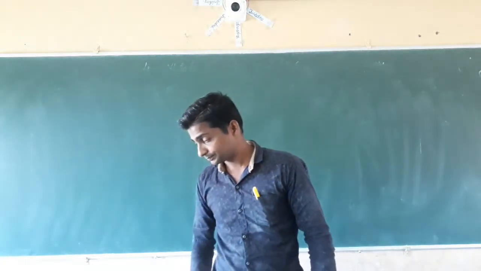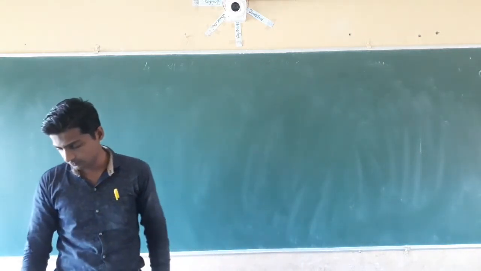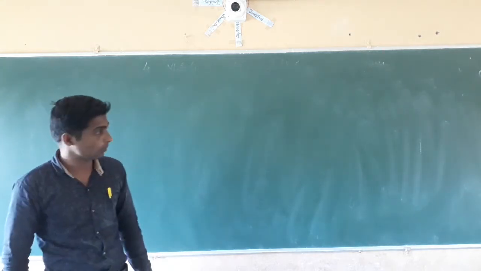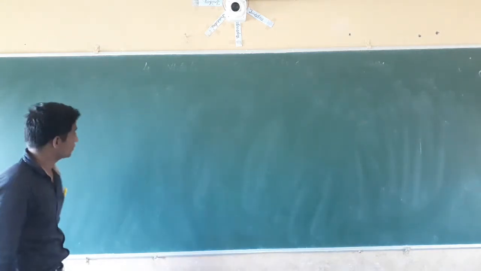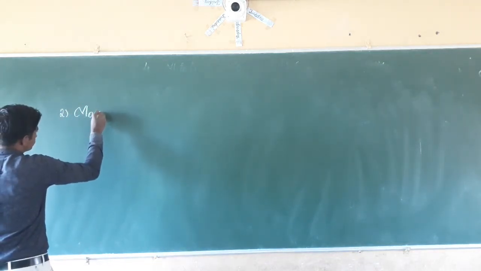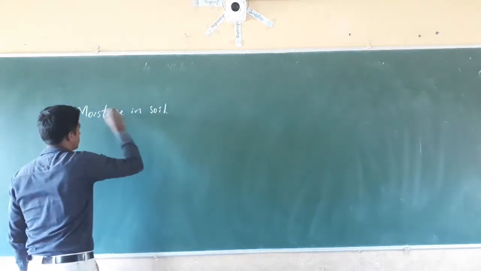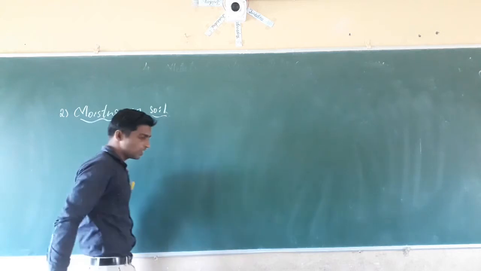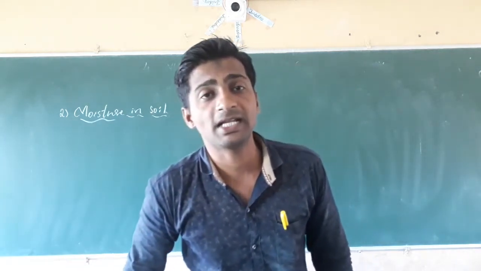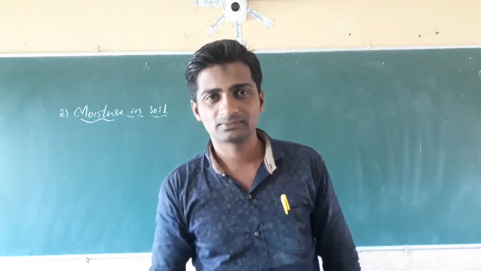Next, dear students, absorption of water by the soil. Moisture, the second property of soil, that is moisture in the soil. Moisture means the water contained in the soil is called the moisture.